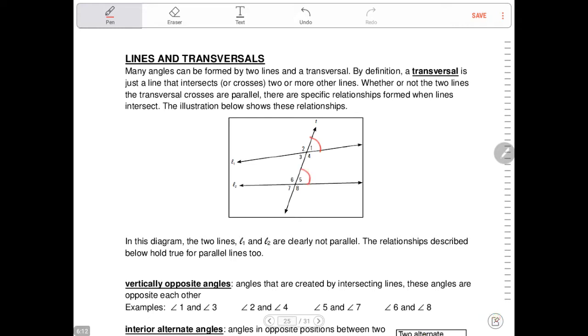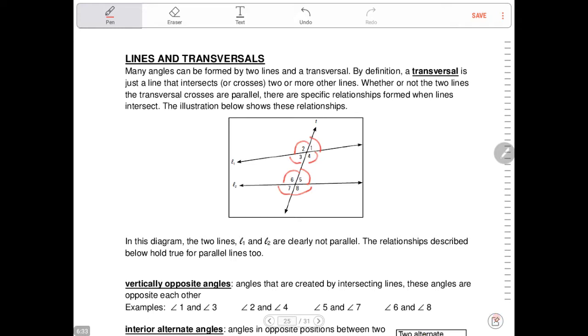Those are corresponding angles. You could carry that through to say, well, angle 2 would just be like angle 6, angle 3 would be like angle 7, and angle 4 would be like angle 8. So there you go. That's a pretty easy one. Corresponding angles are when you have angles at two different intersections that kind of hold the same relative position.